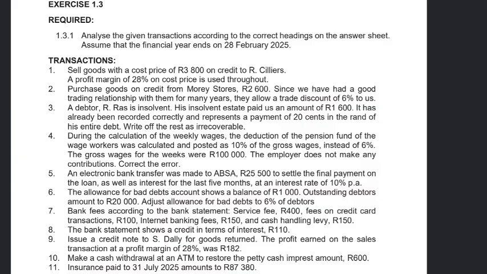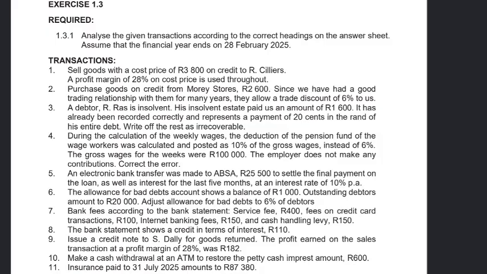Number 2. Purchase goods on credit from Moray stores, 2,600 Rand. Since we have had a good trading relationship with them for many years, they allow a trade discount of 6% to us. Number 3. A debtor R. Ross is insolvent. His insolvent estate paid us an amount of 1,600 Rand. It has already been recorded correctly and represents a payment of 20 cents in the Rand of his entire debt. Write off the rest as irrecoverable.